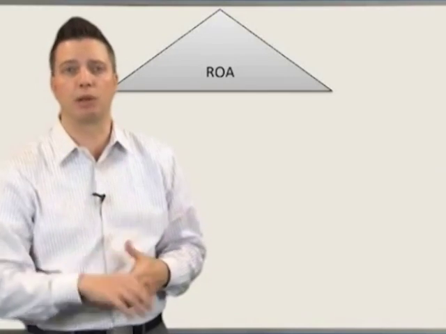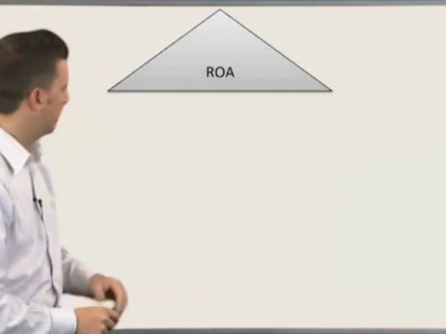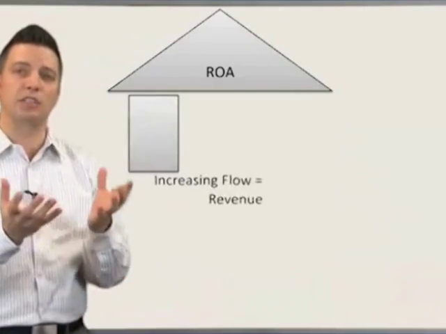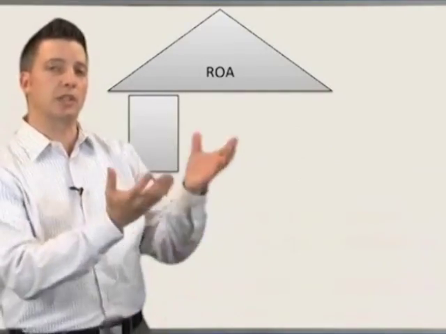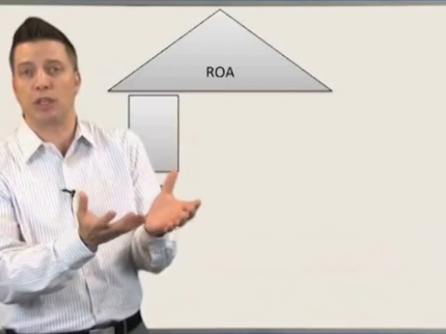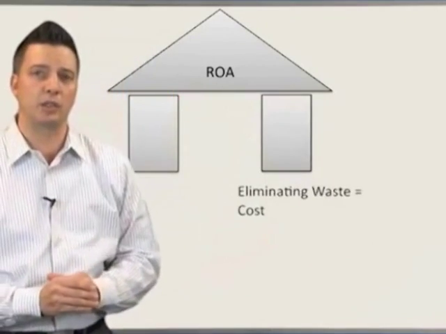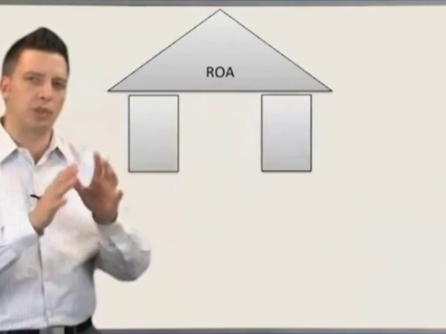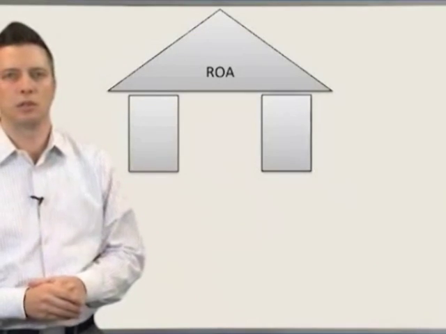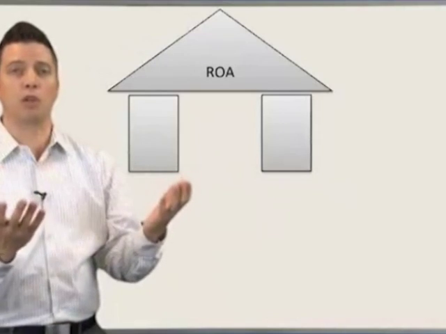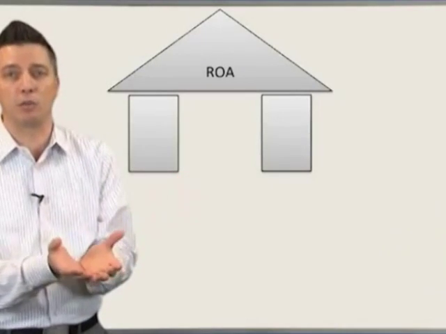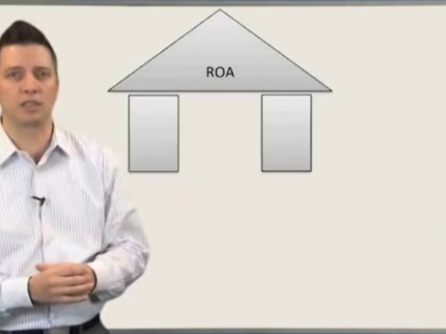There are two pillars in every Lean House model. The first pillar that we're looking at is increasing flow. As we increase the volume of product through the value stream, we should increase revenues. And the second pillar would be eliminating the waste. Eliminating the waste allows us to reduce the cost of production. Revenue minus cost gives us a net income value, which is the numerator in the return on assets calculation.